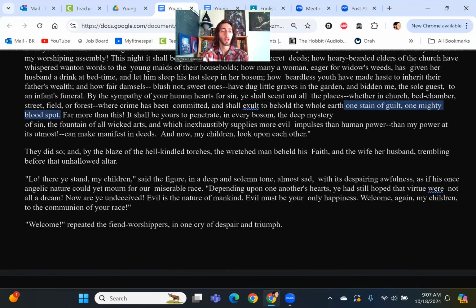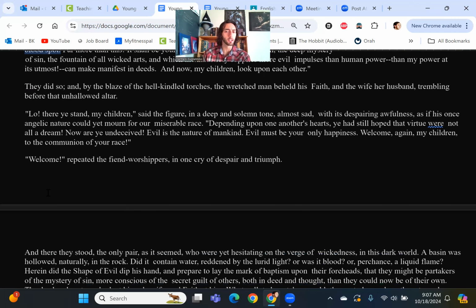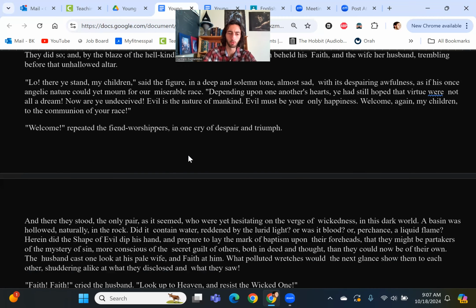It's Faith, right? And he says, "Lo, there ye stand, my children," said the figure, in a deep and solemn tone, almost sad, with its despairing awfulness, as if his once angelic nature could yet mourn for our miserable race. "Depending upon one another's hearts, ye had still hope that virtue were not all a dream. Now are ye undeceived. Evil is the nature of mankind. Evil must be your only happiness. Welcome again, my children, to the communion of your race."